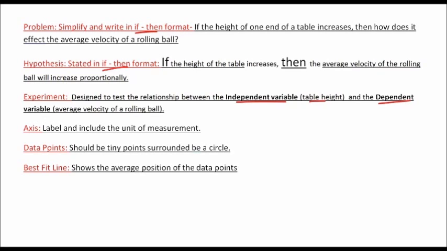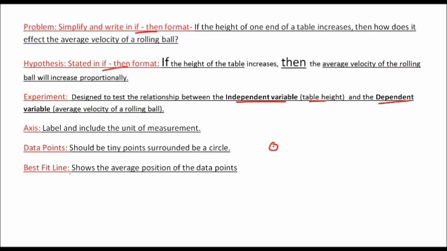Data points. Data points should be tiny points surrounded by a circle. There shouldn't be a big blob on a graph. The idea of that is that if somebody looks at that graph, they can know that somewhere in that circle is a tiny little point, and that point represents precisely, as precise as you can be, that coordinate pair.